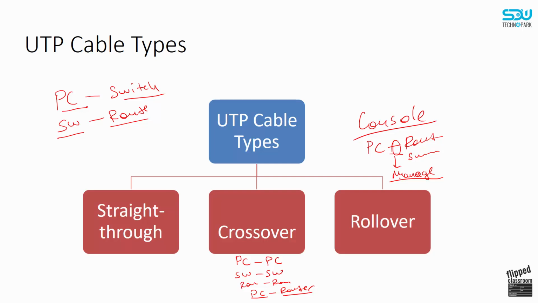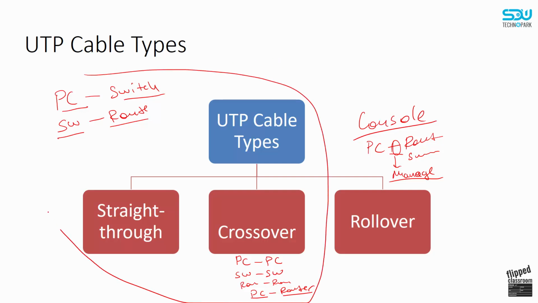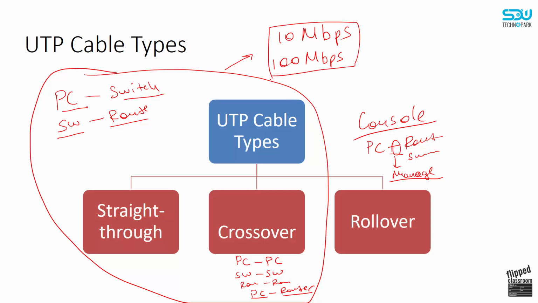What are the differences between the straight-through and crossover cable? And by the way, these rules which I mentioned on this slide have to be satisfied in case when you have 10 megabits per second Ethernet or 100 megabits per second Ethernet. When you have 1 gigabit per second Ethernet or higher, then you don't have to follow these rules. You can use any kind of cable to interconnect PC to switch or router to switch and so on.